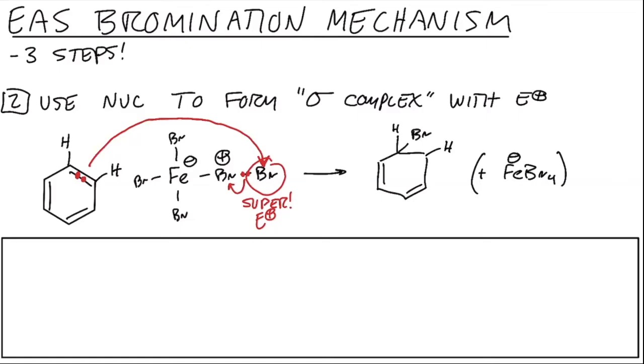Because we started with neutral benzene. This big crazy complex had some charges on it, but overall it was neutral. So we need to make this side of the equation overall neutral as well. And so that means that somewhere on this sigma complex molecule, we have to have a positive charge. So let's think about where that is.